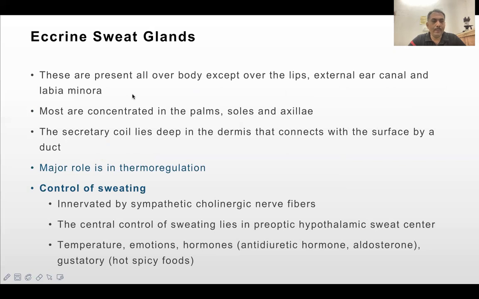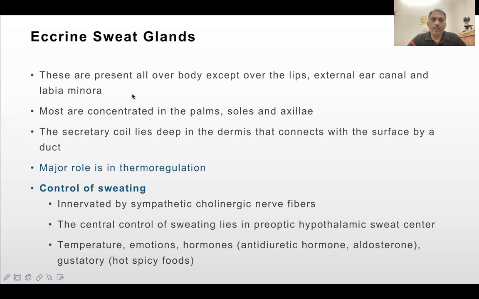Most are concentrated in the palm, sole, and axilla. The secretory coil lies deep in the dermis and connects with the surface by a duct. The most important role of these sweat glands is thermoregulation.